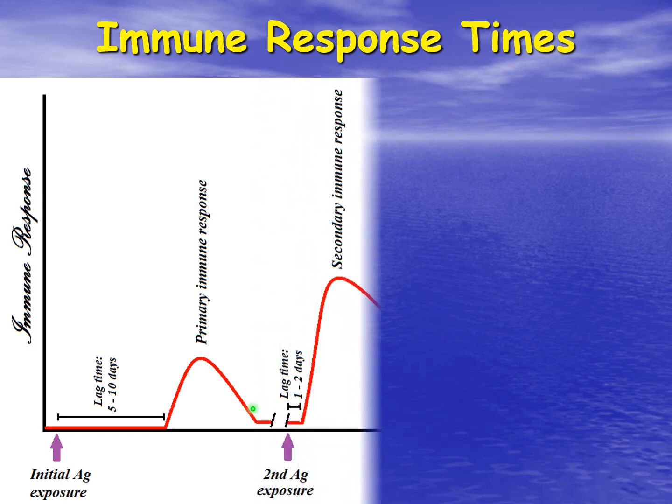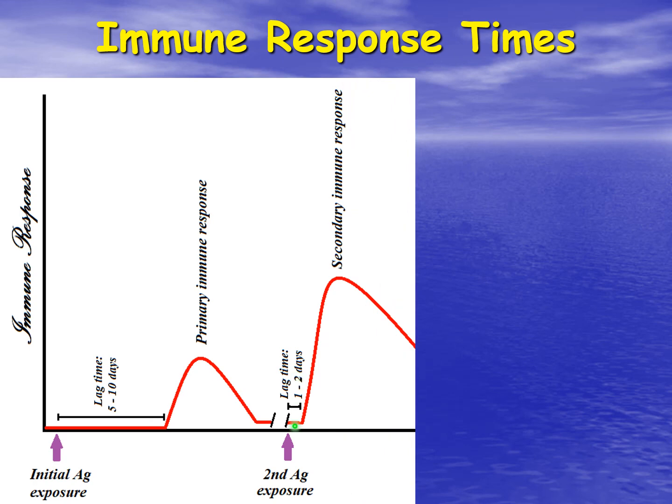But in our secondary response, our second antigen exposure, our lag time will only be about 1 to 2 days before we see a significant rise of antibodies and a much slower decline, because we've just made so many extras at this point.